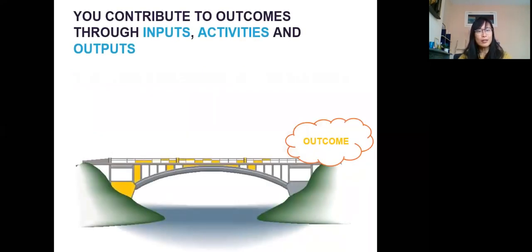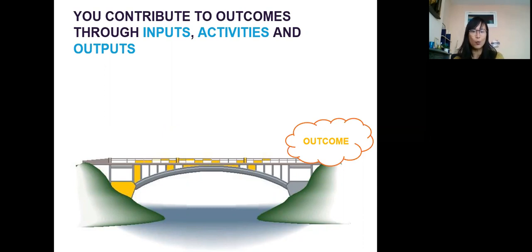And your project contributes to outcomes through inputs, activities, and outputs. This is what we talked about during part 1, that the outputs are the results that are within the sphere of control. And we all have these, so we implement some activities, and you see these yellow pieces in the bridge. They are our contribution with the different activities that take place. But you also see that there are still parts of the bridge that are not filled out yet.